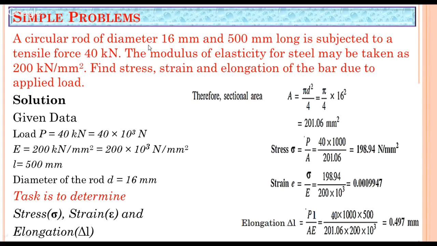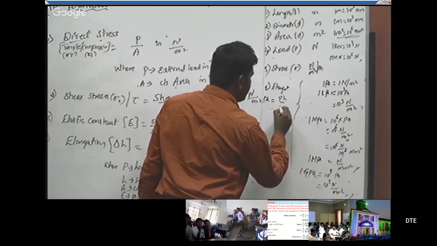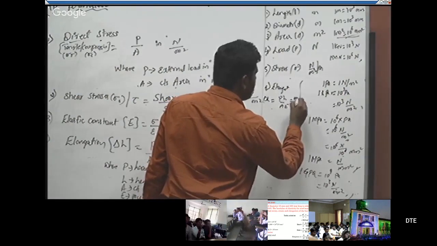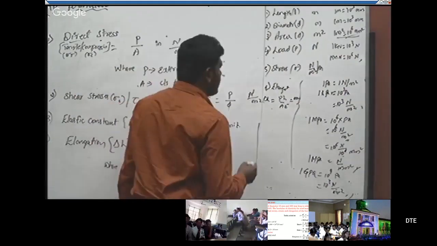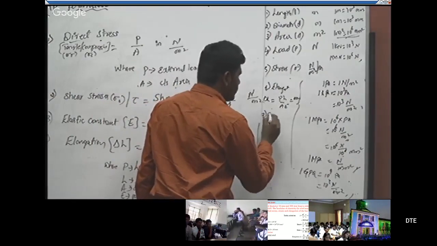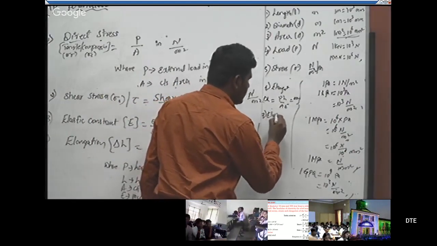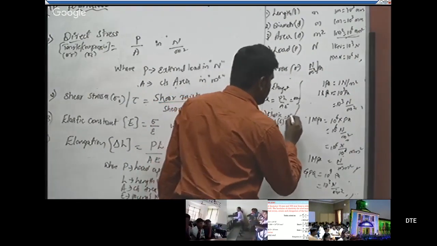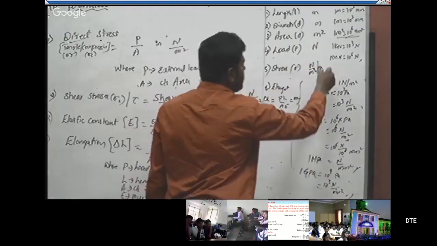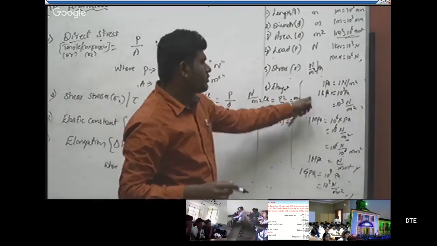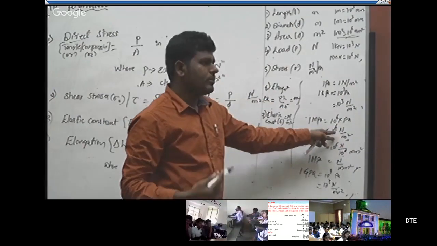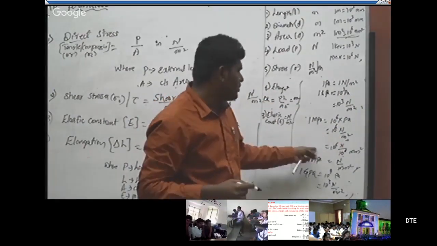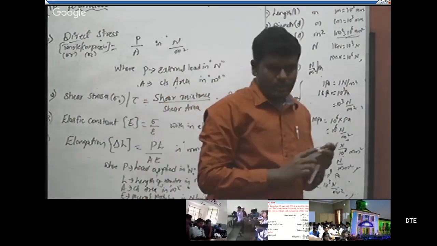I've written already here, elongation delta L is equal to PL by AE. So this is in millimeters, we'll convert into meters. And then Young's modulus E, or elastic constant, is also in Newton per meter square. So the same conversions as for stress: 1 megapascal is equal to 10 power 6 Newton per meter square, or 1 Newton per millimeter square. We can use it.